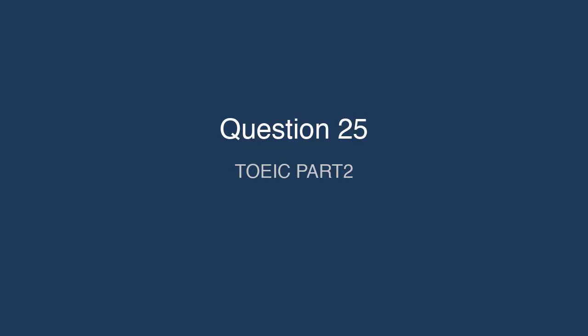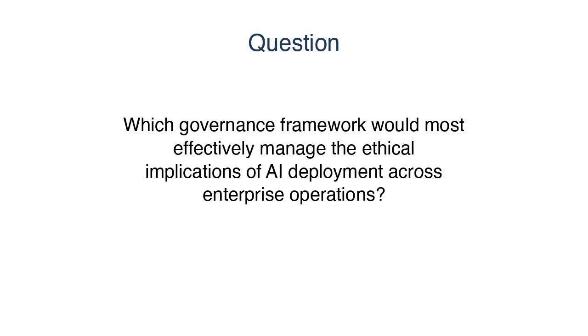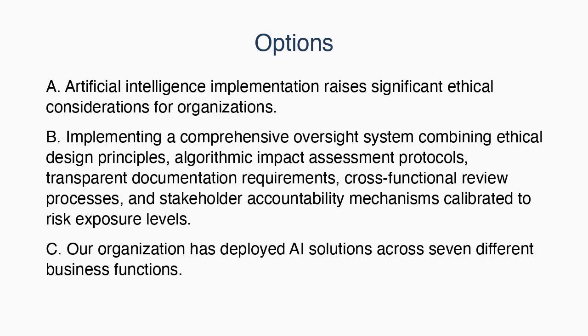Question 25. Which governance framework would most effectively manage the ethical implications of AI deployment across enterprise operations? Here are your options. A. Artificial intelligence implementation raises significant ethical considerations for organizations. B. Implementing a comprehensive oversight system combining ethical design principles, algorithmic impact assessment protocols, transparent documentation requirements, cross-functional review processes, and stakeholder accountability mechanisms calibrated to risk exposure levels. C. Our organization has deployed AI solutions across 7 different business functions.